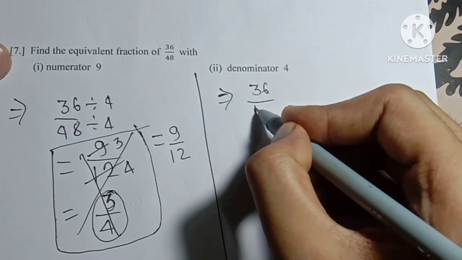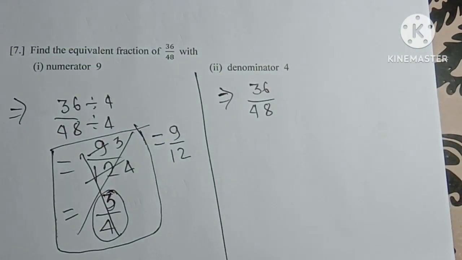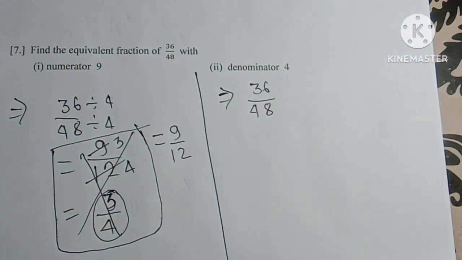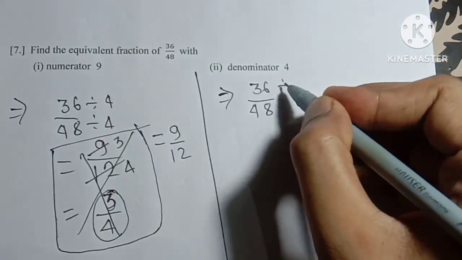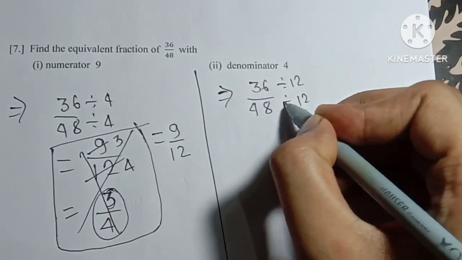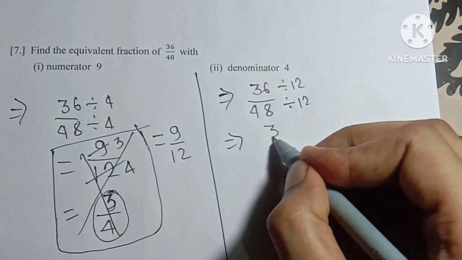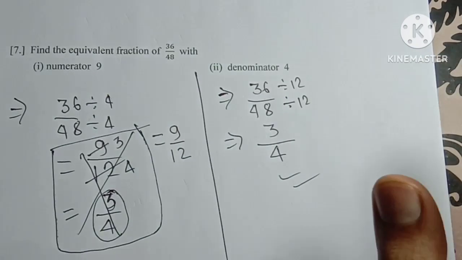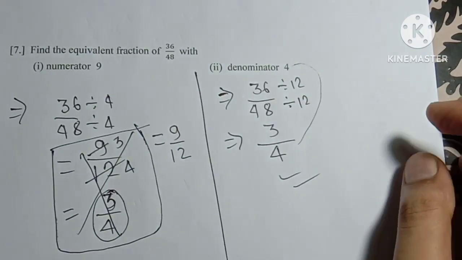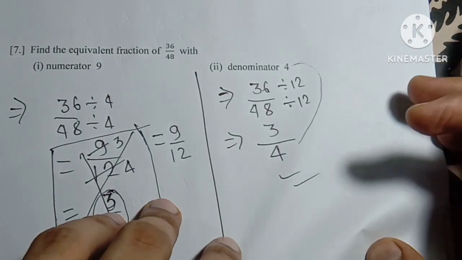Now the next fraction is 36 upon 48. From which number will we divide so that you will get the denominator as 4? To do so, you know that 12 fours are 48. So we will divide by 12 in the numerator and denominator. You will get in the numerator 3 and in the denominator 4. Here we have satisfied the condition given by the author that the denominator should be 4.